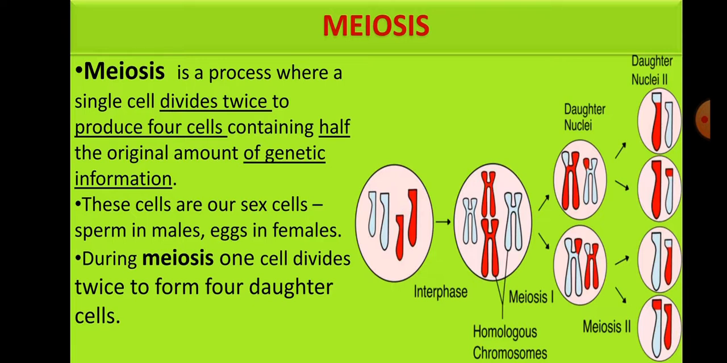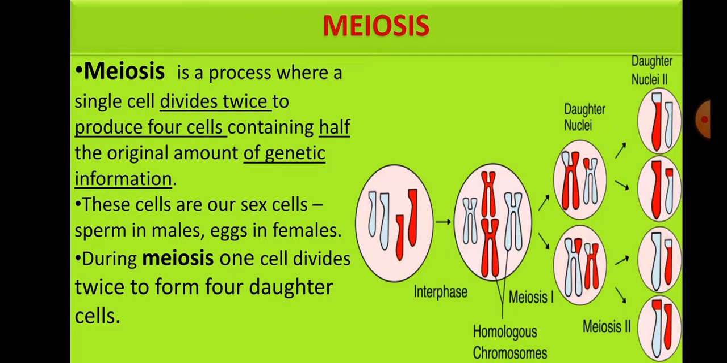As you can compare in the picture, these new cells are called the gametes or the sex cells, examples of which are sperm cells in males and eggs or ova in females. During meiosis, one cell divides twice to form 4 daughter cells, and these daughter cells are actually gametes.